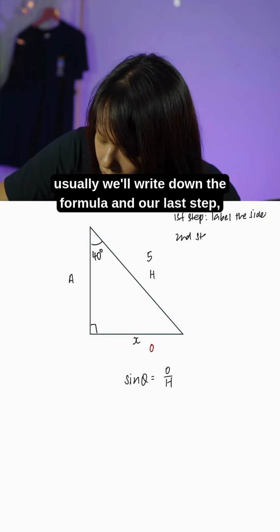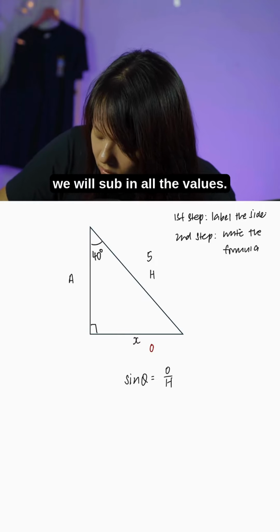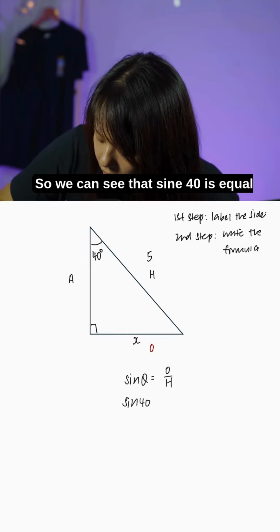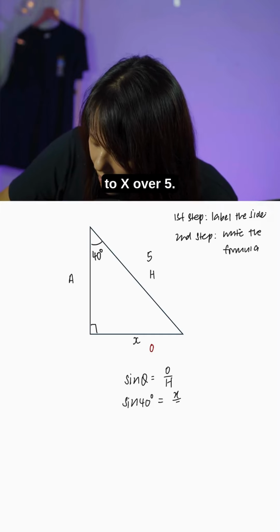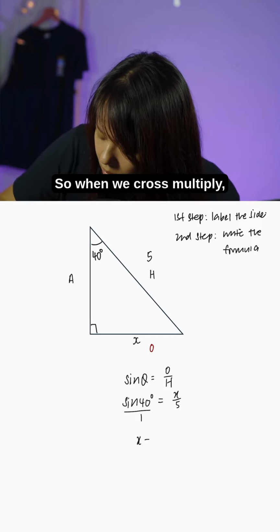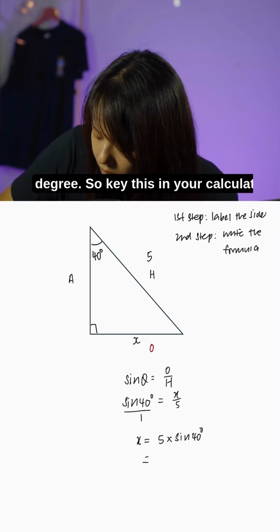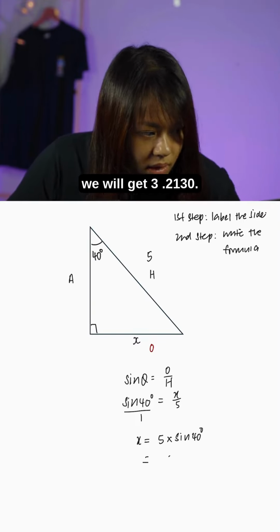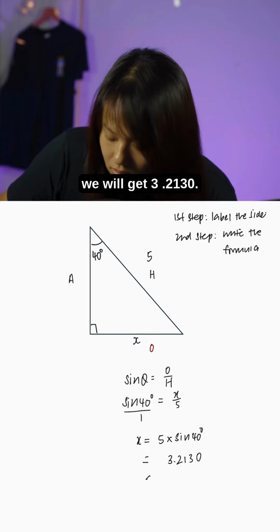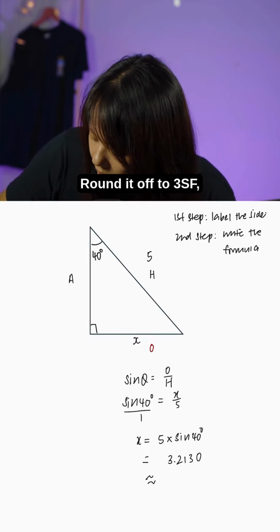So second step, usually we'll write down the formula. And last step, we will sub in all the values. So we can see that sine 40 is equal to x over 5. So when we cross multiply, x is equal to 5 times sine 40 degrees. So key this in your calculator, we will get 3.2130. Rounded off to 3 SF, it will give us 3.21.